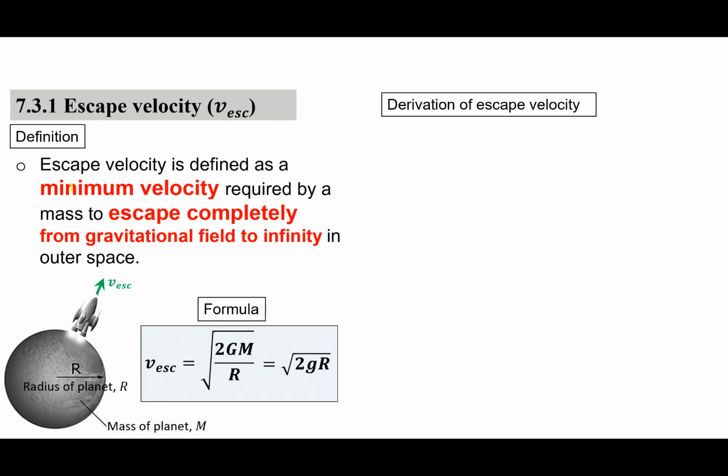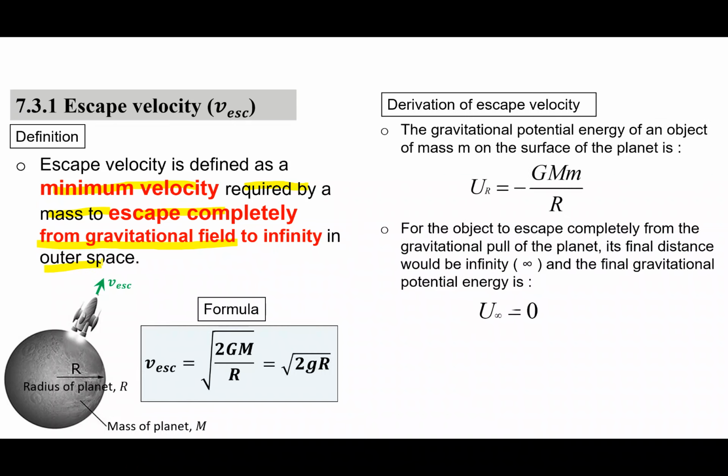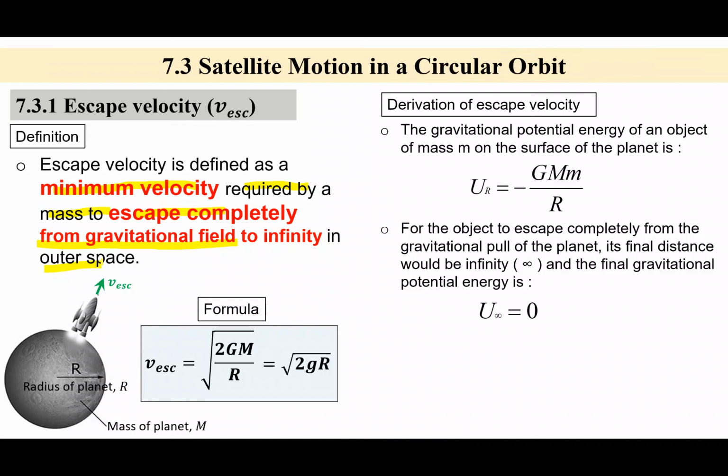So escape velocity is defined as the minimum velocity required by a mass to escape completely from gravitational field to infinity in outer space. Contohnya, kalau kita nak hantar sesuatu objek keluar daripada bumi, so that object should have minimum velocity which we call it as the escape velocity. Contohlah masa Muzaffar nak pergi ISS. Dia naik rocket. So that rocket should have the minimum velocity to completely escape from the Earth.